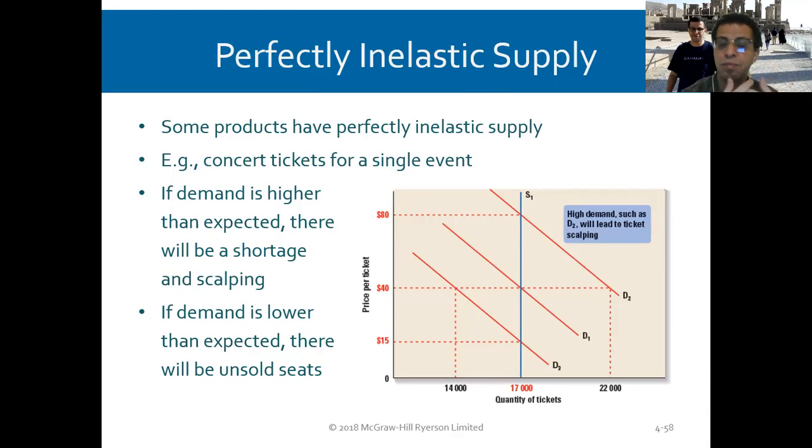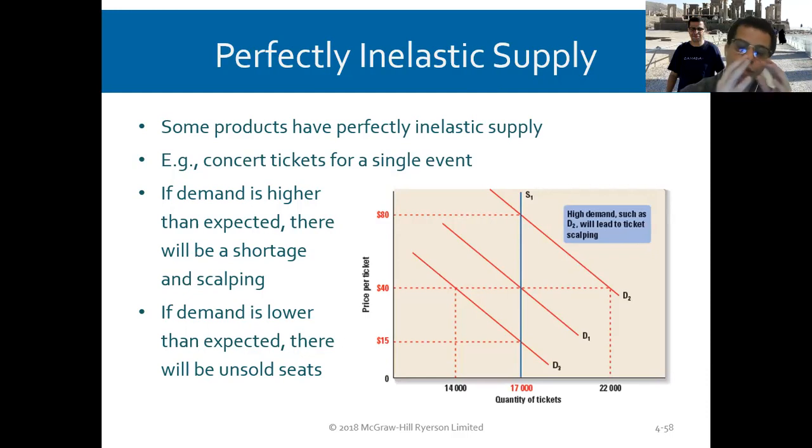Because of the shortage, there is a black market or an underground market happening, and that's when the price keeps increasing, because demand keeps shifting out. People are interested to pay more. So the high demand, such as moving from D1 to D2, will lead to ticket scalping, which means somebody is buying a whole sum and selling it underground.